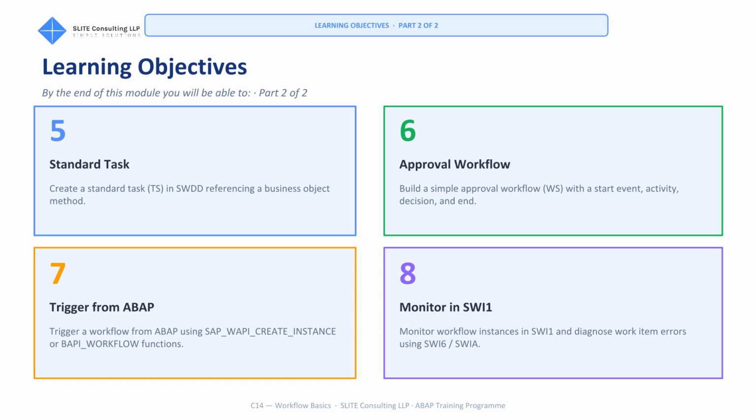Trigger from ABAP: you will trigger the workflow directly from ABAP using SAP_WAPI_create_instance with a filled container, or via business object events with SAP_WAPI_create_event, and you will know when to use each. Monitor in SWI1: you will monitor running workflow instances in SWI1, diagnose work item errors with SWI6 for object-specific traces, and use SWIA to restart errored items after the root cause is fixed.